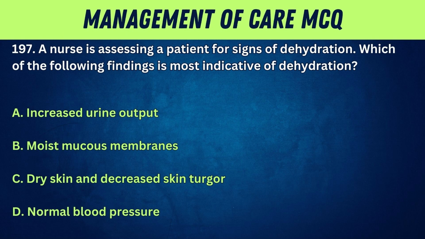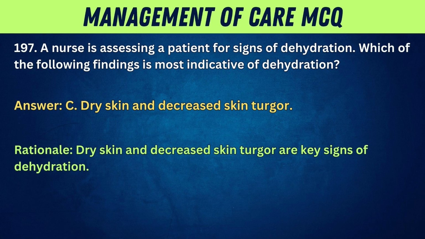197. A nurse is assessing a patient for signs of dehydration. Which of the following findings is most indicative of dehydration? A. Increased urine output. B. Moist mucous membranes. C. Dry skin and decreased skin turgor. D. Normal blood pressure. Answer: C. Dry skin and decreased skin turgor. Rationale: dry skin and decreased skin turgor are key signs of dehydration.